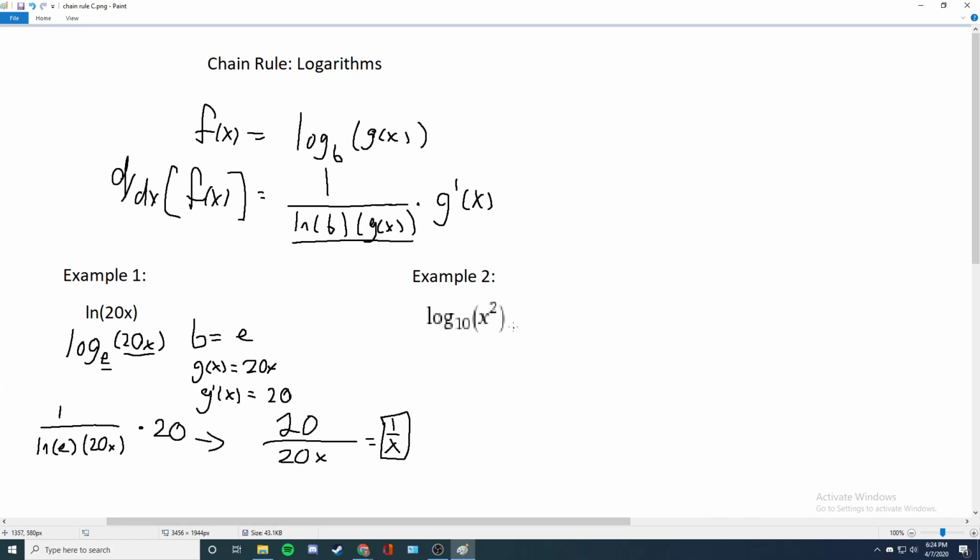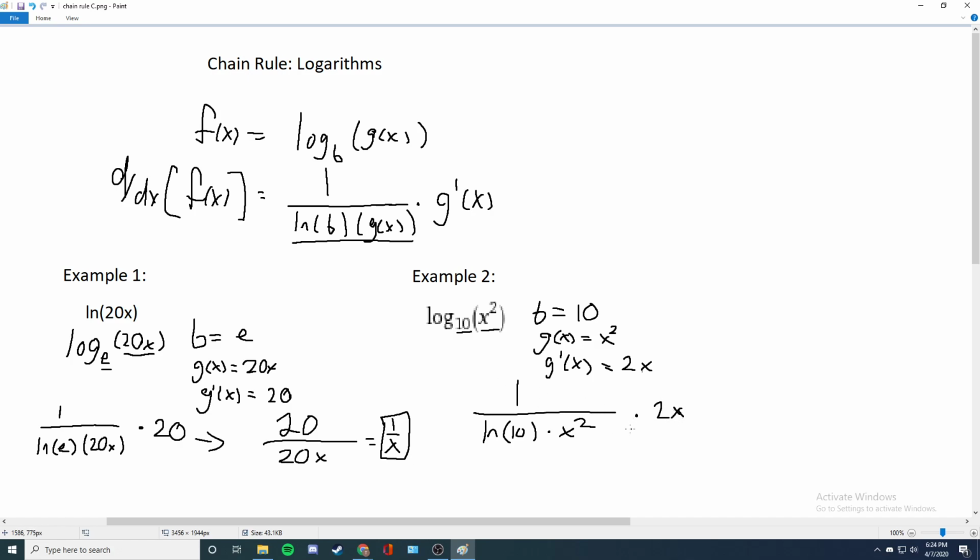So let's move to example 2. And here, since it's already in base form for the log, we won't have to change it to pick our b. So in this case, our b is 10, and our g of x, the function on the inside, is x squared. So again, we'll take the derivative of g of x, and that'll be 2x. And now we can plug into that form again. So we have 1 over the natural log of b, 10, times g of x, x squared, times the derivative of g of x, 2x.